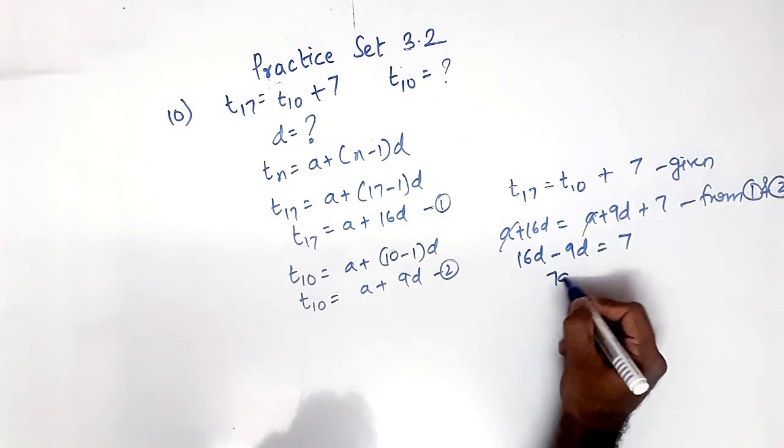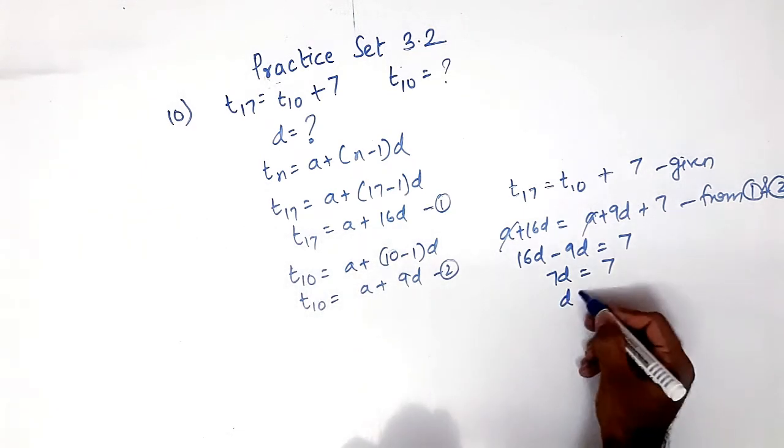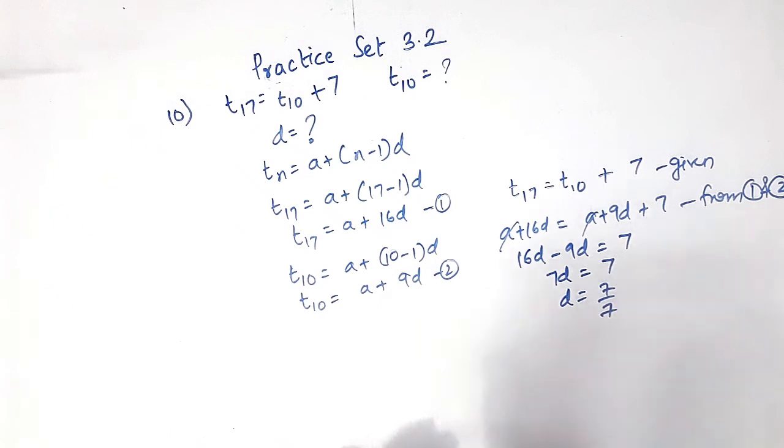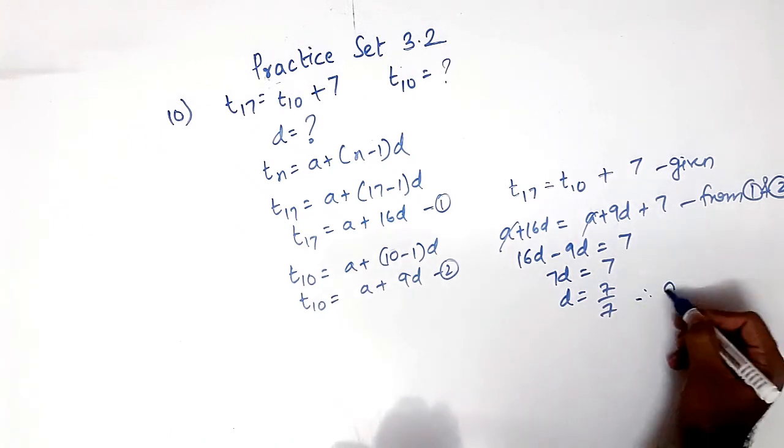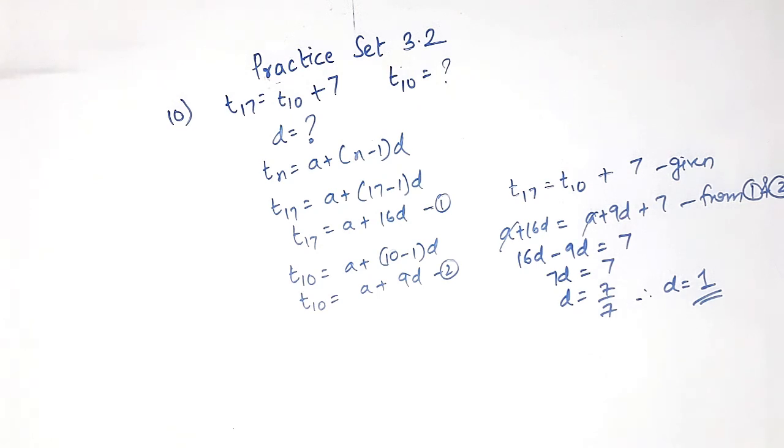So 7d is equal to 7, correct? So d will become what? d is equal to 7 upon 7. So therefore d is equal to 1. Okay, the difference is 1.